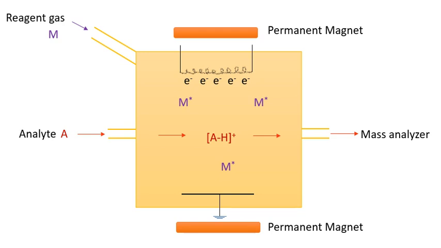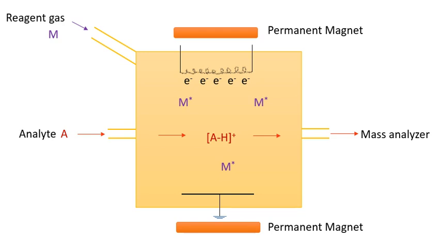Topic: Charge exchange chemical ionization. This is also similar to CI, and the difference lies in the production of a radical cation with an odd number of electrons. The reagent gas molecules are bombarded with high-energy electrons, and the product reagent gas ions abstract electrons from the analyte to form radical cations.